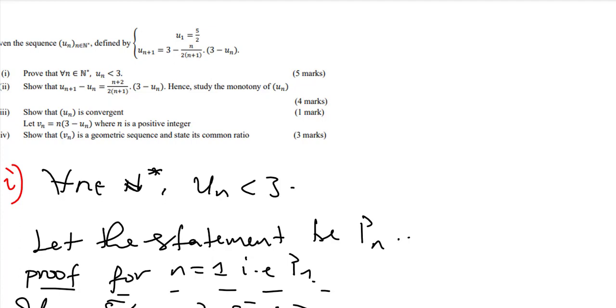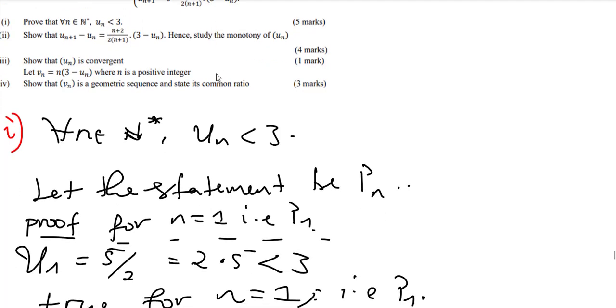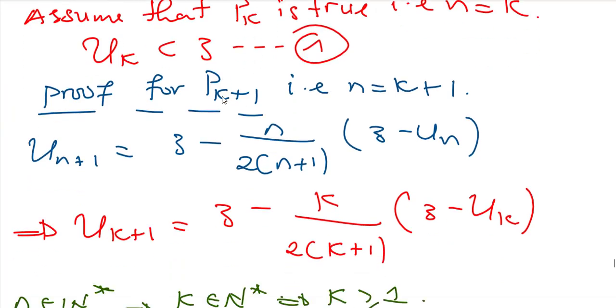That's all. So you simply make the statement that since un is a monotonic increasing sequence and it's also bounded above, then it is convergent. That is, it converges. Now to which value is it going to converge? It's going to converge to its upper bound. Okay, now the next part says let Vn be equal to n into 3 minus un, where n is a positive integer. Show that Vn is a geometric sequence and state its common ratio.